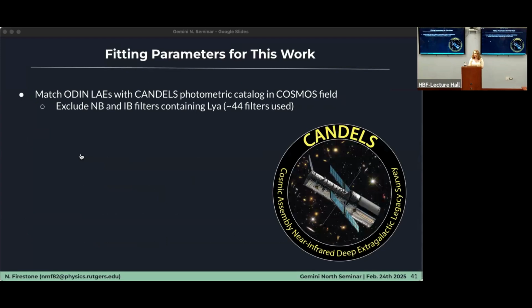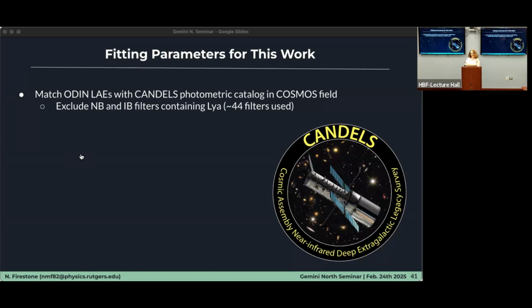For our analysis, we match ODIN's LAEs in the COSMOS field with data from CANDELS, the Cosmic Assembly Near-Infrared Deep Extragalactic Legacy Survey. And I'll just point out very briefly that the version of the field that you saw a few minutes ago is much larger than the area where there's CANDELS coverage, so we are shrinking our sample a little bit, but we still end up with about 70 different LAEs that become a part of this study.